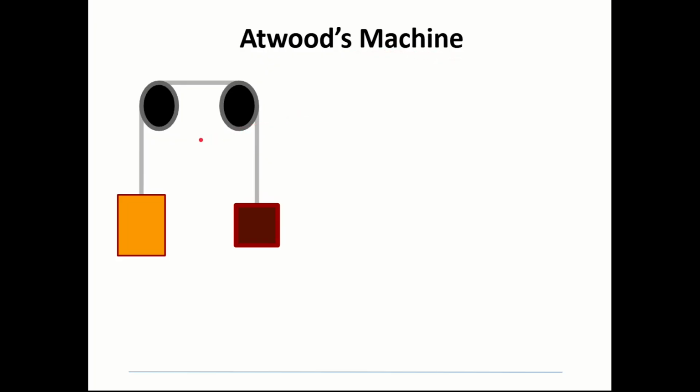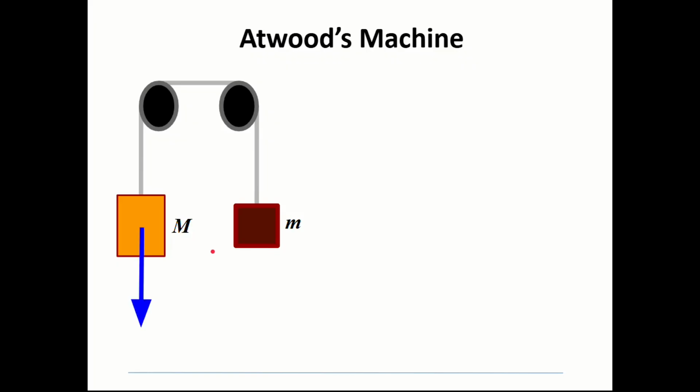An Atwood's machine is composed of two masses, one bigger mass over here, and one smaller mass over here, that are connected by a string like this, and then the string is connected to pulleys like this, so the string can freely rotate. I'm going to define the mass of this bigger mass as capital M and the smaller mass as little m.